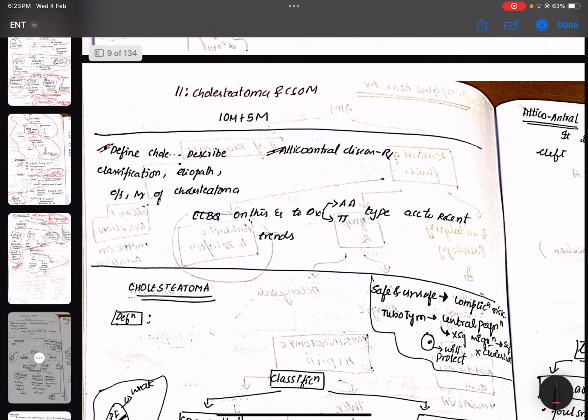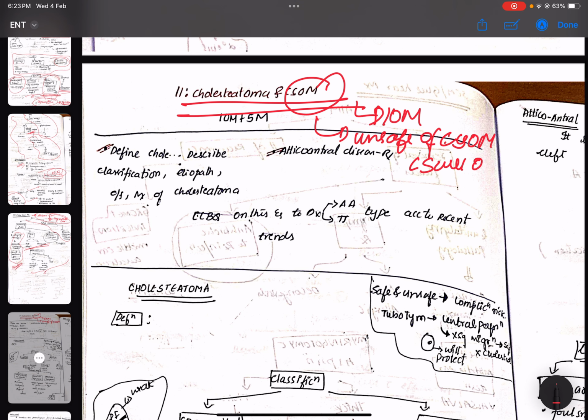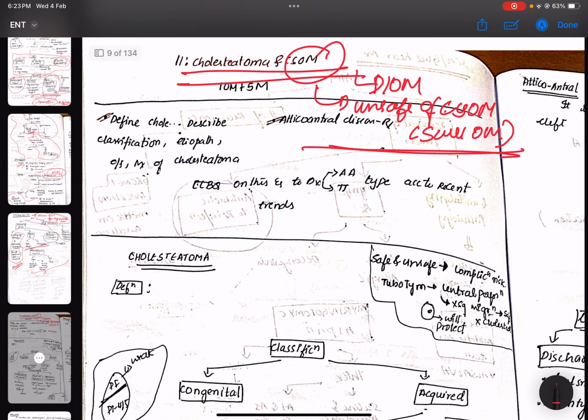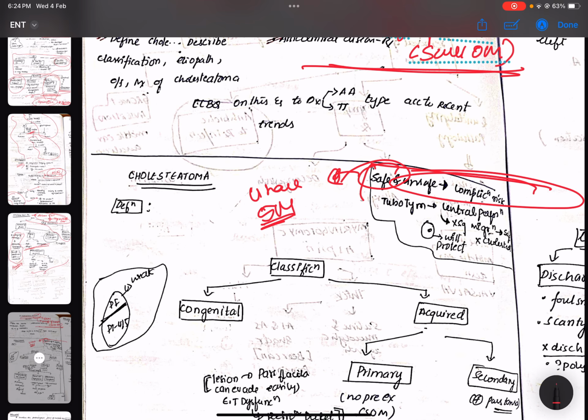Okay, then cholesteatoma and CSOM, it's an important 10 marker itself. That too, the unsafe part of CSOM is almost a sure 10 marker, so make sure you study it accordingly. Again, you should know what the types of CSOM are. It's basically two types, you can either have safe and unsafe. Safe, if you have time you can study, it's a possible 5 marker, but the unsafe type is an important 10 marker question itself. So how do you classify?